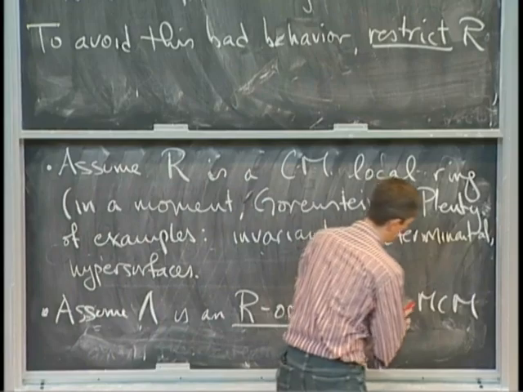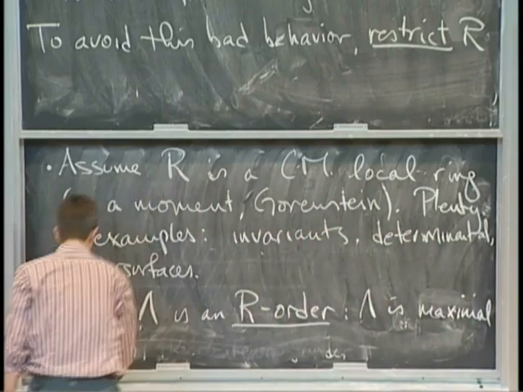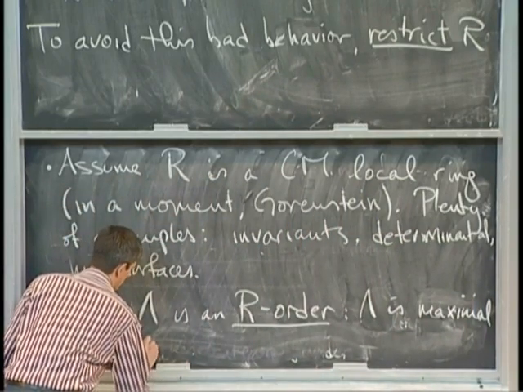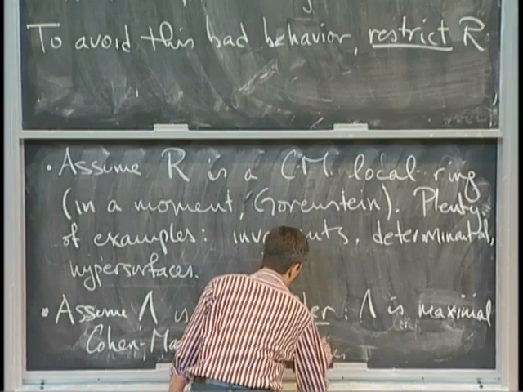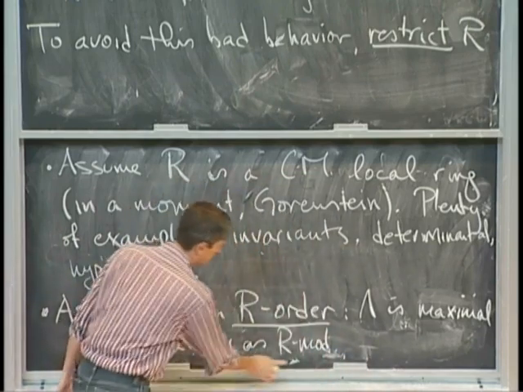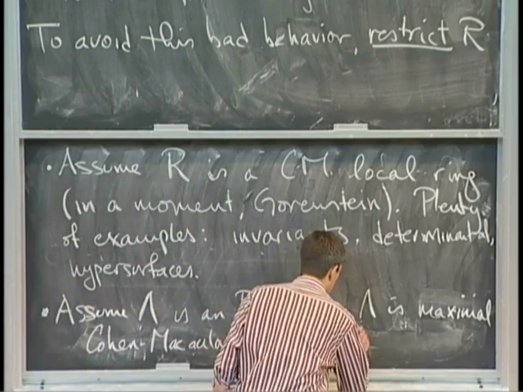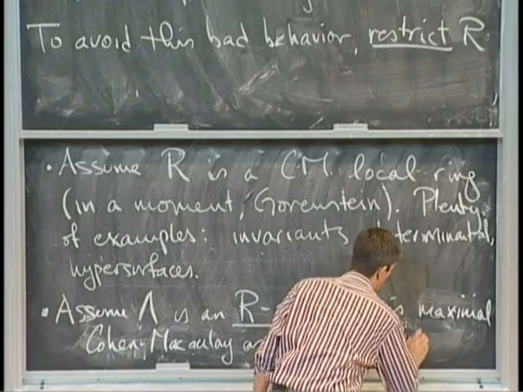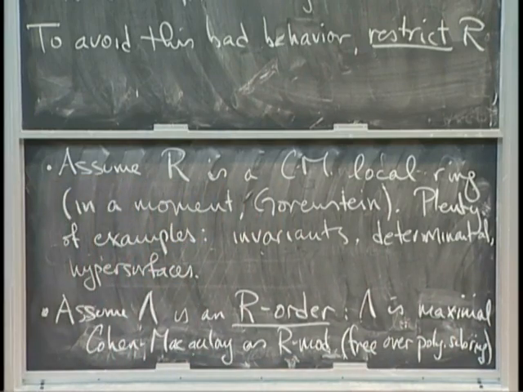Sorry, I'll spell that out. Maximal Cohen-Macaulay as an R-module, which, if this is not familiar language to you, the easiest way to define maximal Cohen-Macaulay as an R-module is that it should be free over a polynomial subring. At least if R is graded or complete, this is a reasonable definition. That's good enough for us for today.